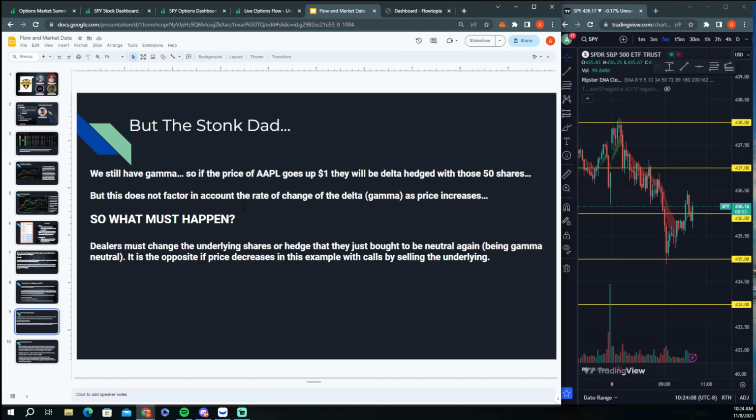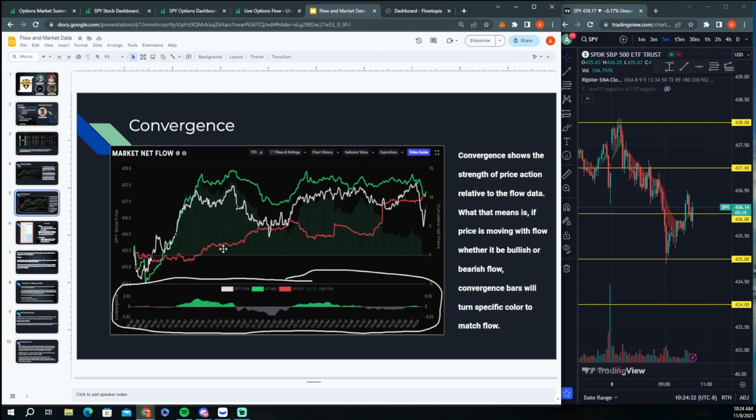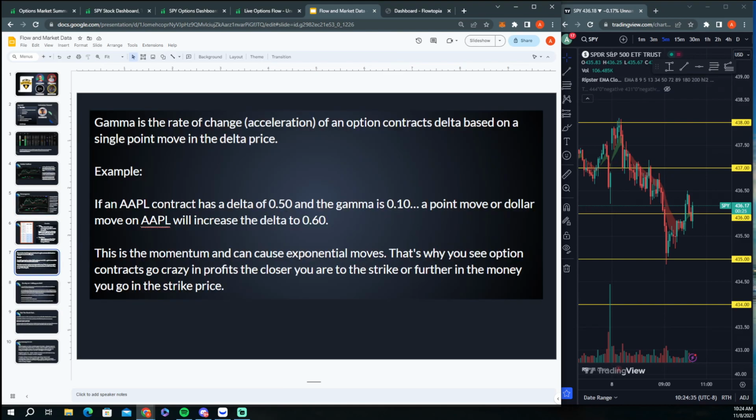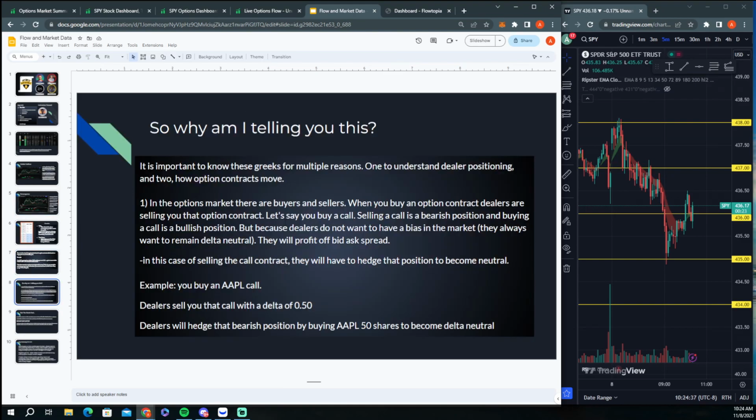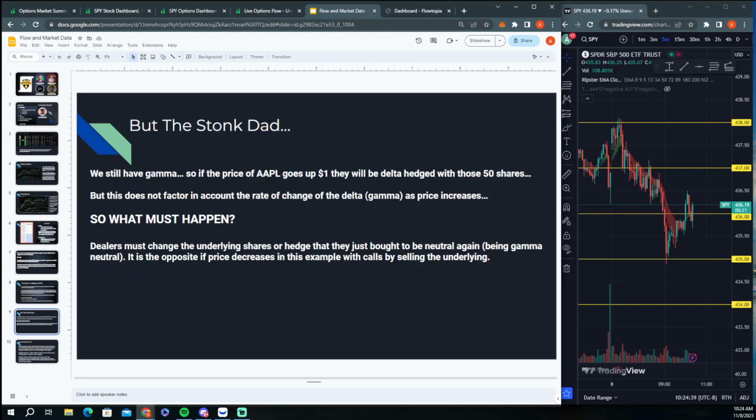Okay. But the stock dad, we just talked about gamma. Since they're delta neutral now, they have to worry about the gamma, because if the option contract goes up, the gamma will increase as well. So now they have a bias in the market, because that gamma increased their option contract. It's going to be slighter, a little bit littler than the delta bias that we just talked about. But still it is a bias in the market. So they have to worry about the gamma.